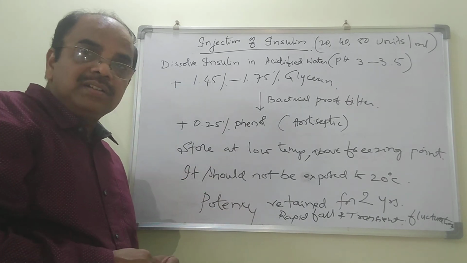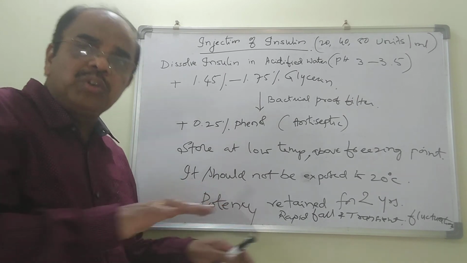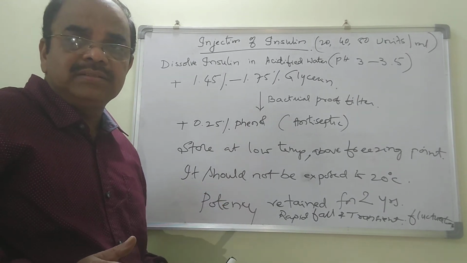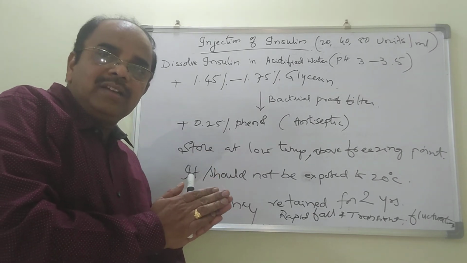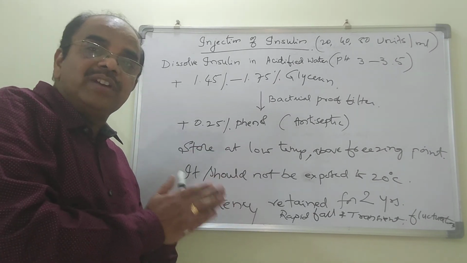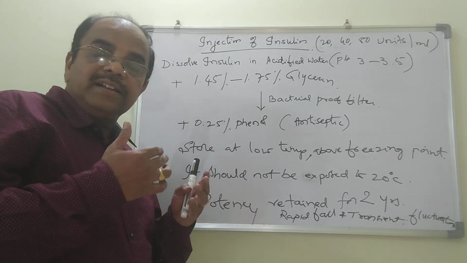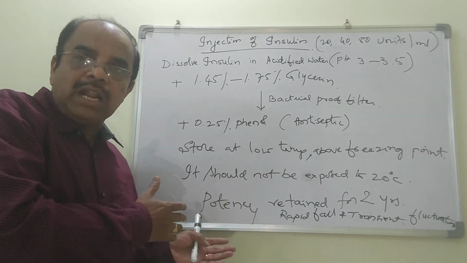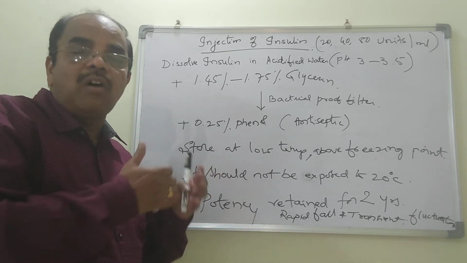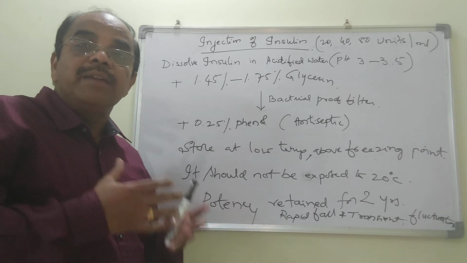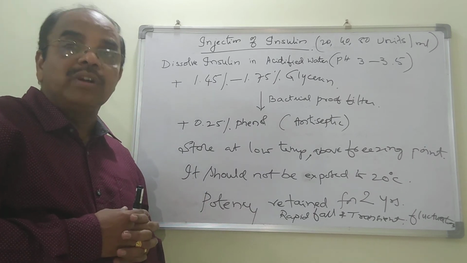Store at a low temperature above the freezing point, but don't store at room temperature. At room temperature, it loses the potency very fast. If you store properly, you can keep the potency for about 2 years. And this insulin injection causes a rapid fall in the blood sugar, which is not required, and which may cause some hypoglycemia also.